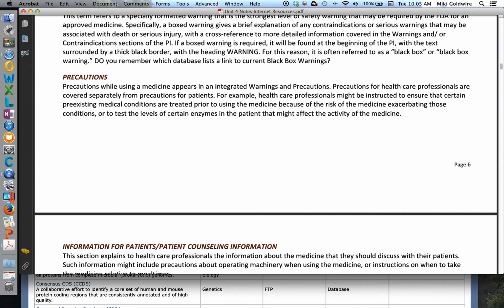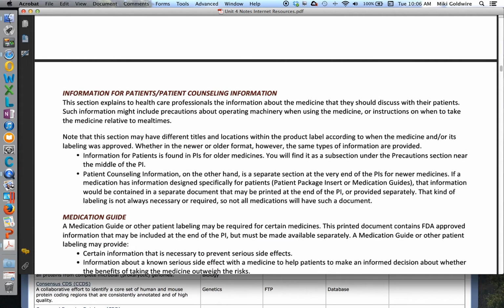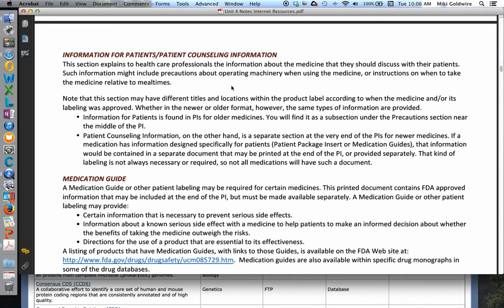There is a section for precautions. Again, this is precautions that a healthcare professional should take when prescribing or considering to prescribe that medication. There is information for the patient and patient counseling information.